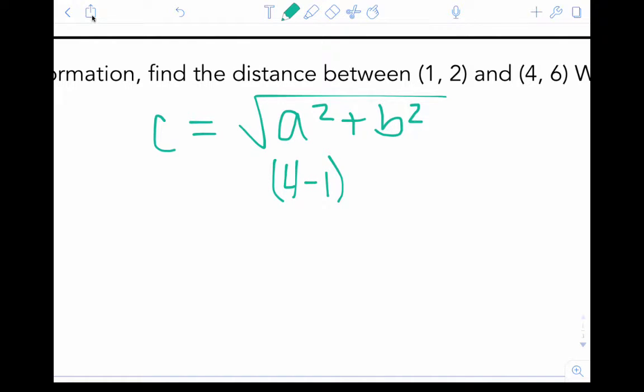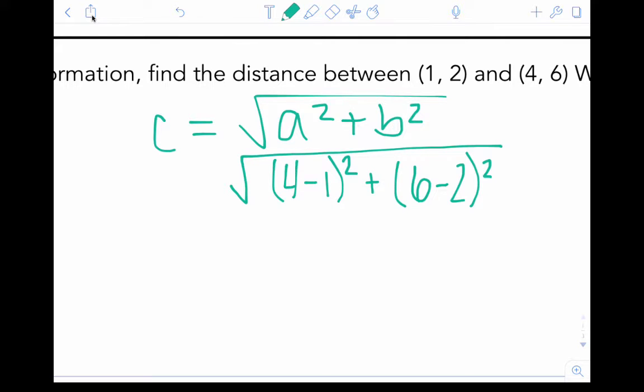And 4 minus 1 is all a, so it's inside parentheses, and then I'm going to have that whole quantity squared. And then I'm going to add b, which is my largest y, minus my smallest y. My largest y is 6, minus my smallest y, which is 2. And once again, that's in parentheses, and I'm going to square it. And don't forget this big square root sign we have over the whole thing. That's going to follow us all the way down as we work out this problem.